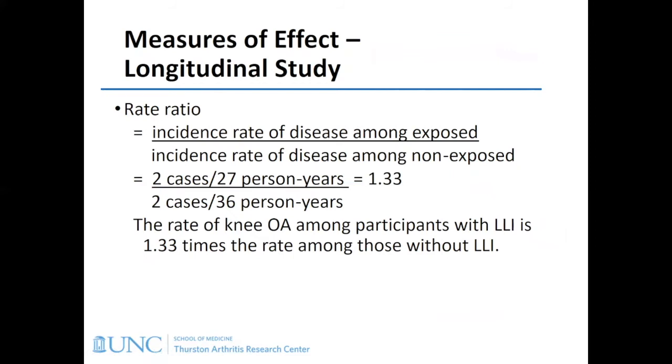So here's where it becomes helpful, where we're interested in looking at those in the exposed group, what their incident rate is, compared to those in the non-exposed group. So those with leg length inequality versus those who didn't have a leg length inequality. And now we get a ratio of the 2 rates. And this lets us know that the rate is much higher or faster in the group that's exposed compared to the unexposed.